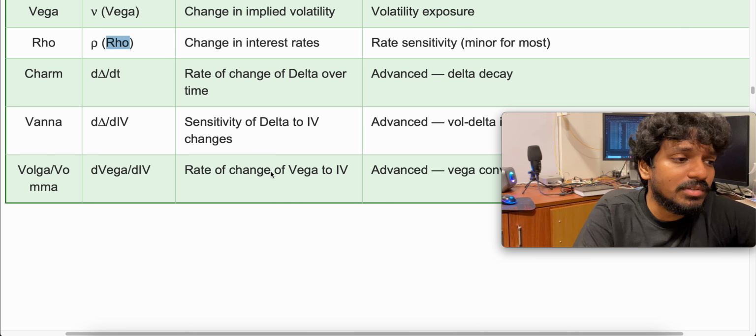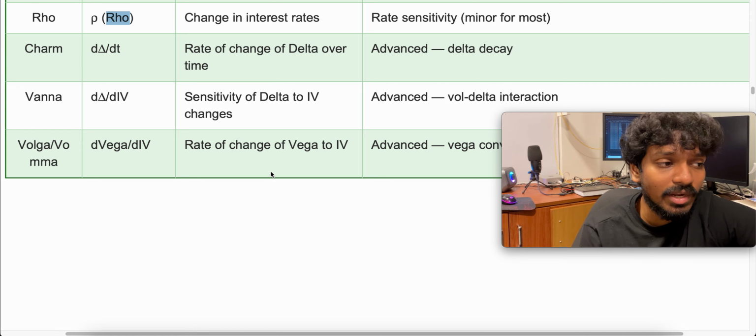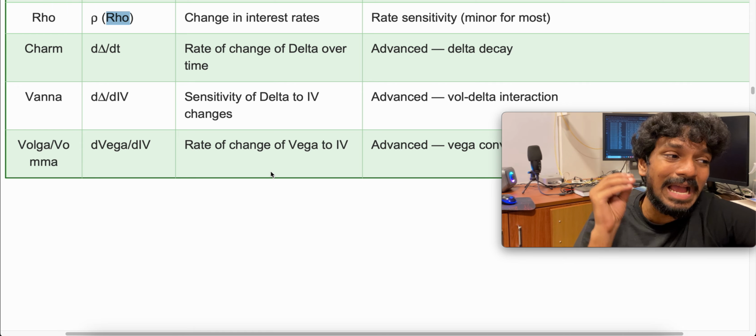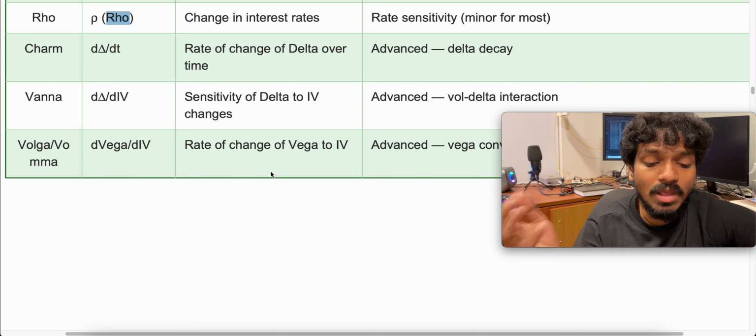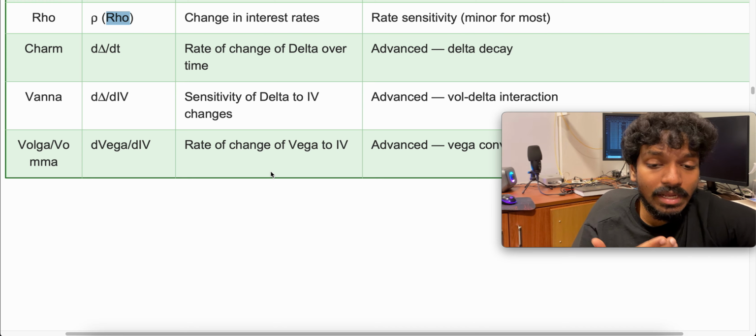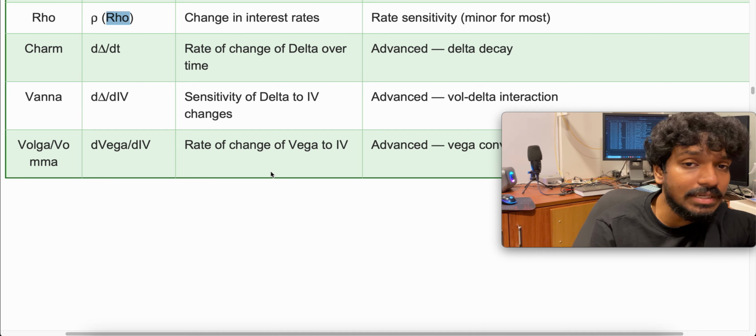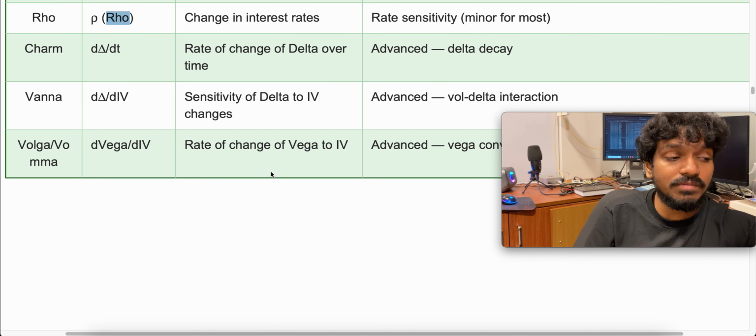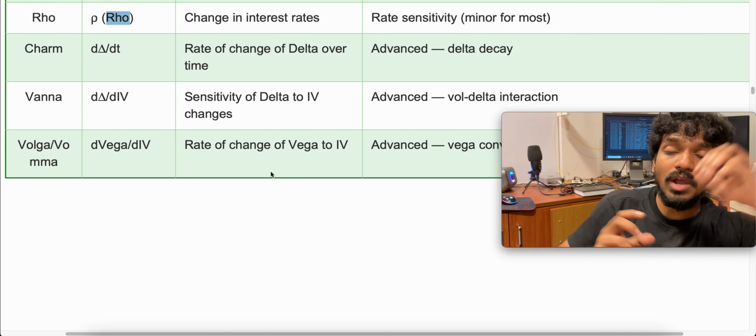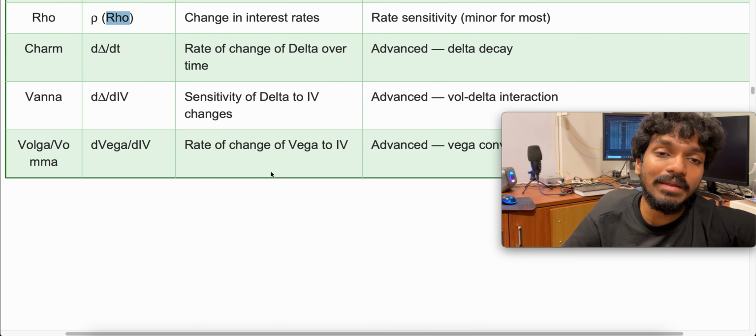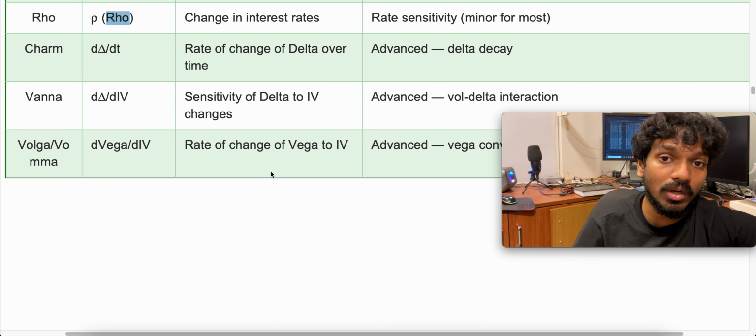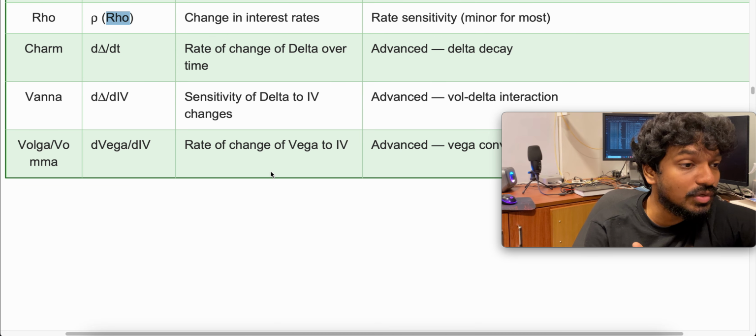And next one is charm. Charm is nothing but the rate of change happening in the delta over time. Previously we had delta, gamma and the rest, but with charm, we look at the change in delta with time decay. If time decay has happened, the delta will change a lot. For finding that out, charm is useful.